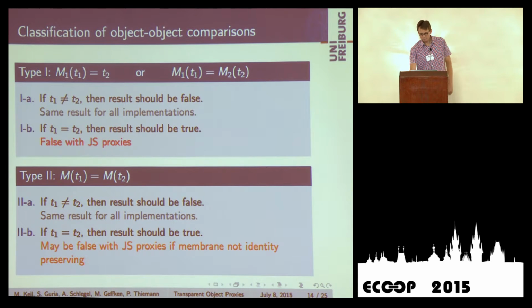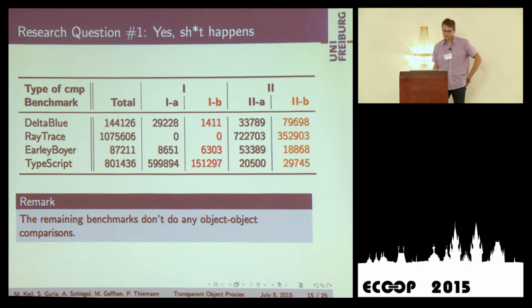All right, now let's look at the measurements. These are results from 4 benchmarks from the Octane benchmark, and you see here there is ample stuff inside of the 1B case, which is the bad case. So it happens. That's the short message.